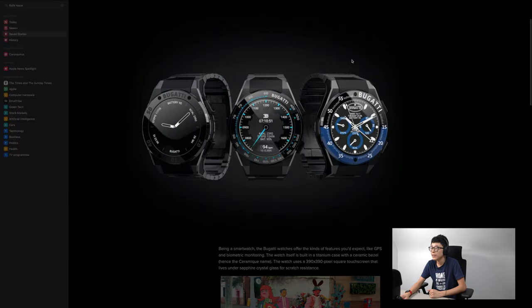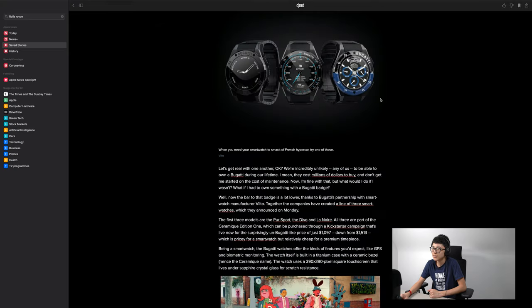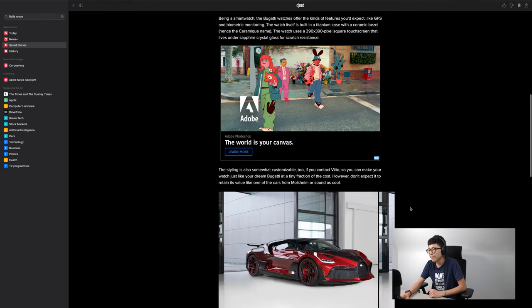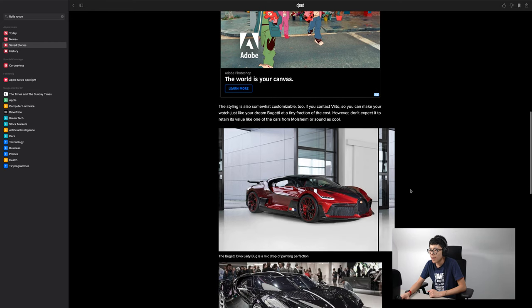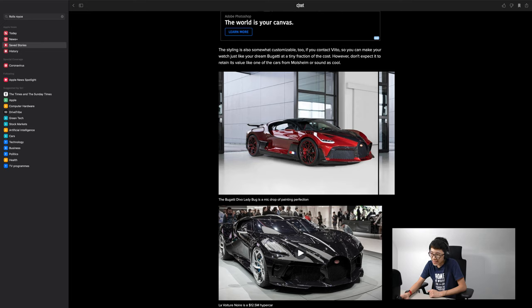Look, we got three here. So we got a black on black smartwatch, then we got this type with a chrono dial, and here as well. I'm not really a watch expert, but I gotta say these smartwatches do look cool. Of course, $1,000 for a smartwatch is a lot of money, but it is a Bugatti branded special edition smartwatch, I'm guessing, and you can order one based on your Bugatti.